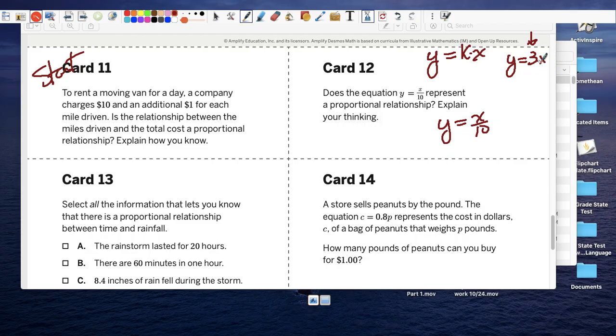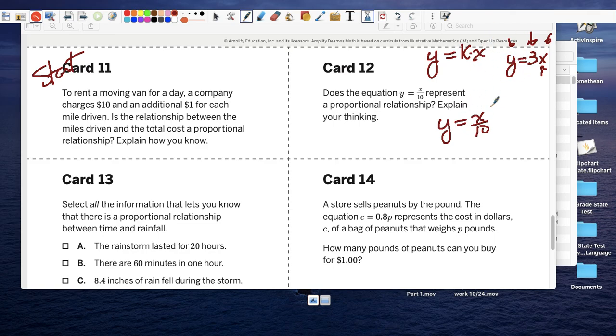I go to work and I get paid $3 an hour. I work 1 hour. How much do I get paid? Well, 3 times 1, because x represents the hours. If I work 10 hours, 3 times 10. So that's my constant of proportionality. X is the number of hours I'm working, and y represents the total that I'm going to take home. So if it's in that format, it's an equation that represents a proportional relationship.